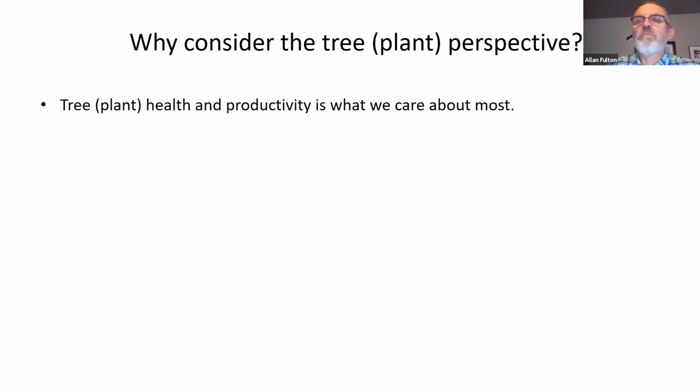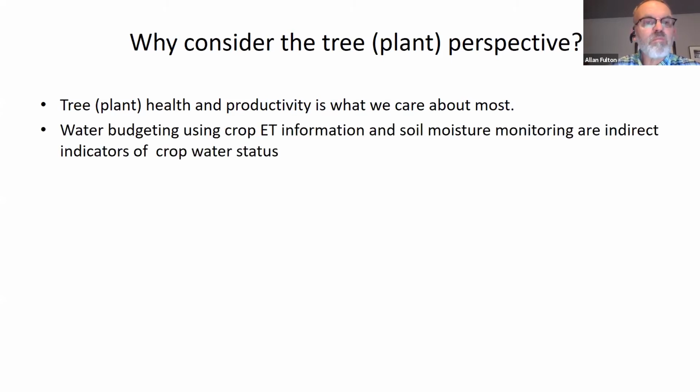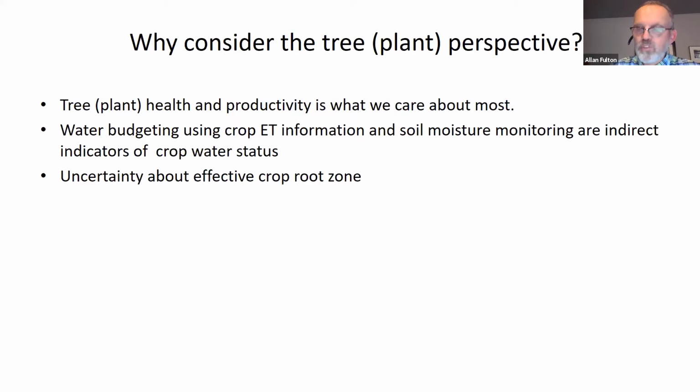So why consider the tree plant perspective? Well, after all, tree health or plant health and productivity is what we care about most. With water budgeting, which has been the subject of other tutorials, using our crop ET information or soil moisture monitoring, both are indirect indicators of crop water status. And with them, there is uncertainty about the effective crop root zone.